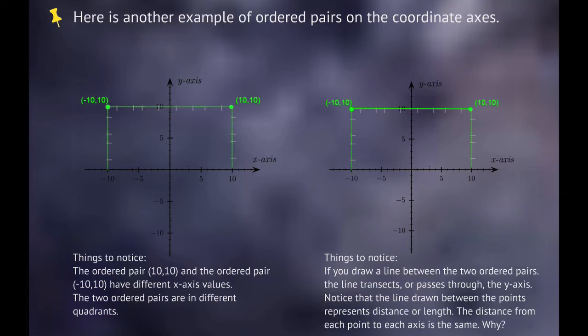Here's another example of ordered pairs on the coordinate axes. Things you should notice: the ordered pair 10, 10 and the ordered pair negative 10, 10 have different x-axis values. The two ordered pairs are in different quadrants. If you draw a line between the two ordered pairs, the line transects or passes through the y-axis. Notice that the line drawn between the points represents distance or length. The distance from each point to each axis is the same, y.